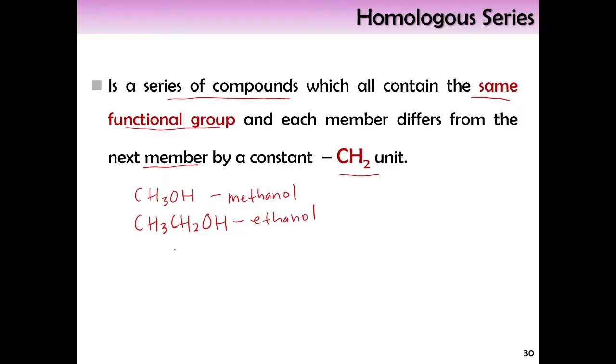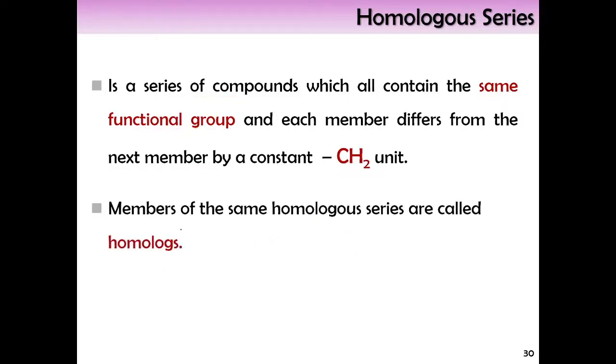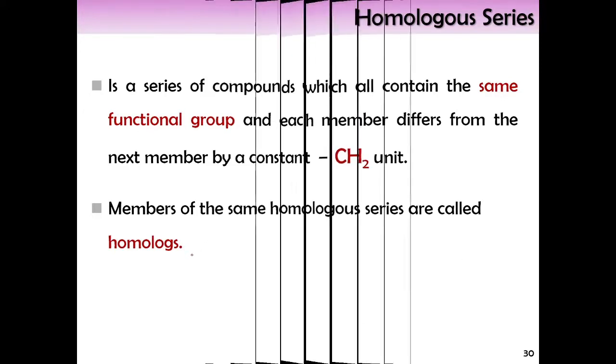And the next member will differ by another CH2 unit. So this one is CH3CH2CH2OH, and this one is propanol. Okay, so that is a homologous series: a series of compounds which contain the same functional group, and each member differs from the next member by a constant CH2. Members of the same homologous series are called homologs.